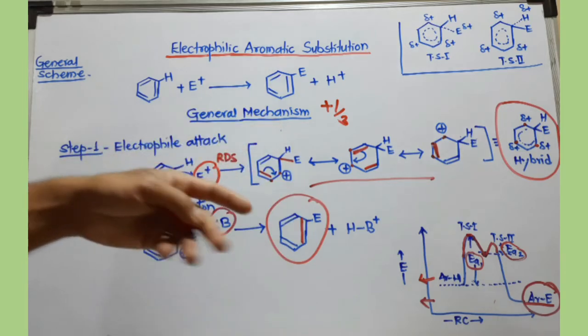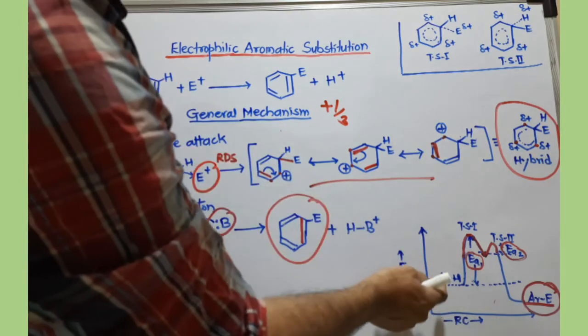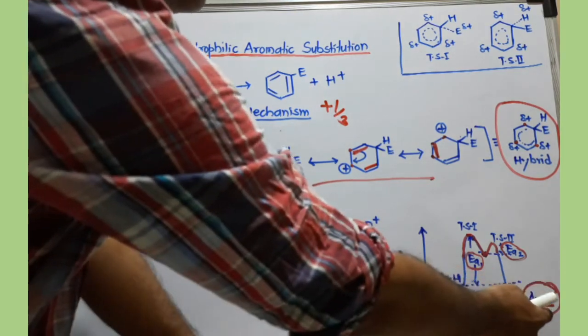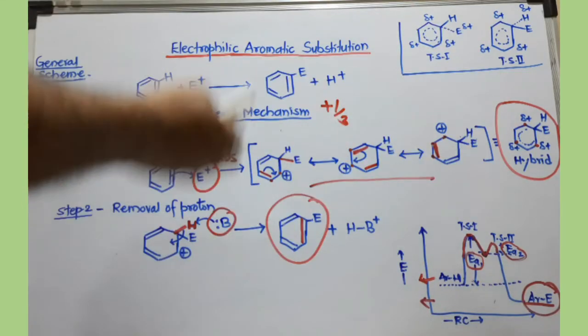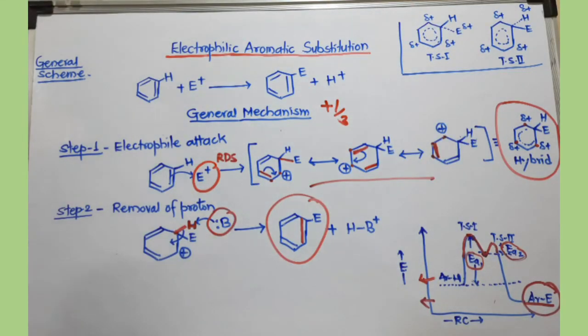So you can even calculate the energy gap between the starting material and the product, and this is all about the energy diagram. So in this way, all these 5 electrophilic substitution reactions in the aromatic ring are going to follow this path, going to follow this mechanism. That's why it is called the general mechanism.